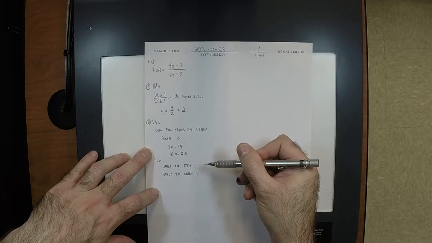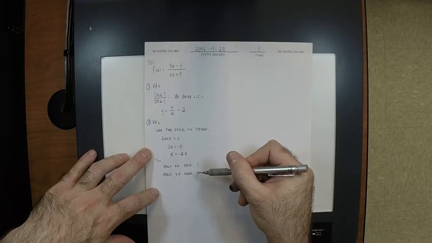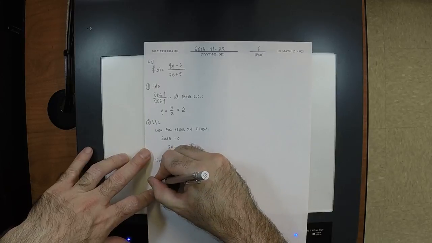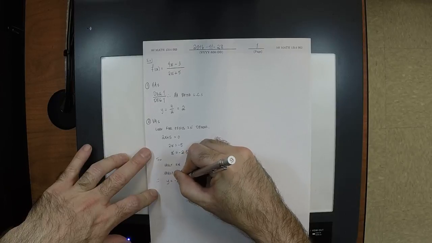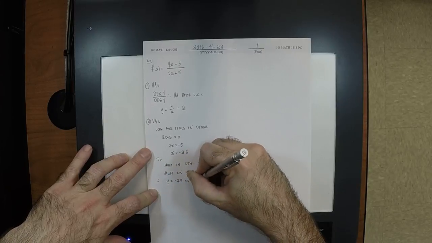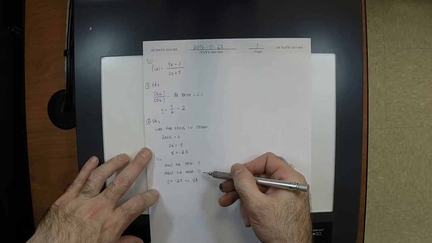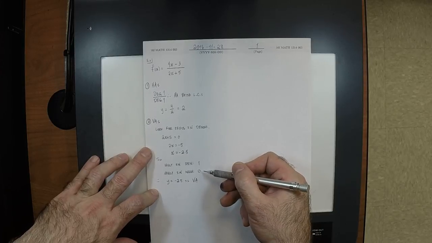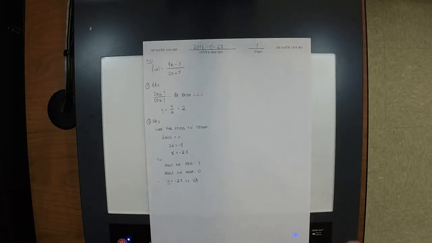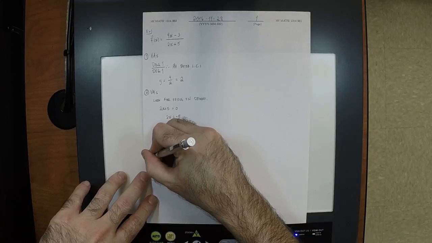Okay. So the fact that the multiplicity of negative 2.5 in the denominator is not 0 means it is a hole or a vertical asymptote. And the fact that the multiplicity in the denominator is greater than the multiplicity in the numerator means that it is in fact a vertical asymptote. If this had turned out to be 1 and 1, then it would be a hole. If it was 10 and 10, it'd be a hole. Okay. So now, that being the case, we can make a sketch.